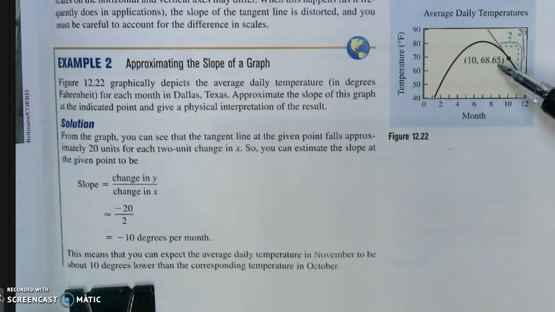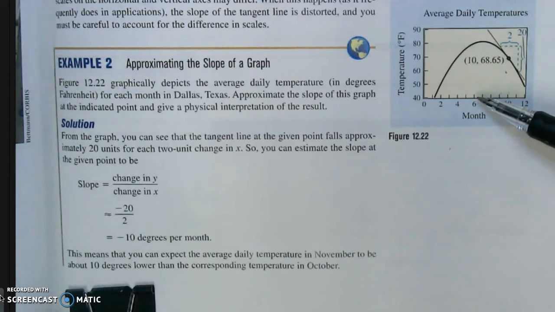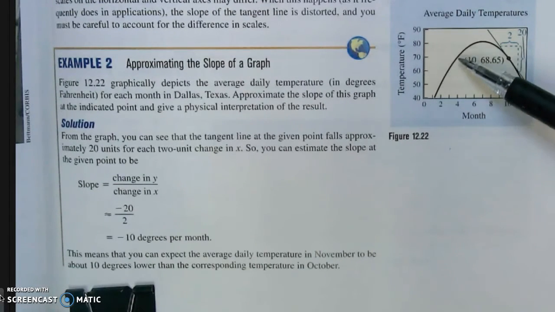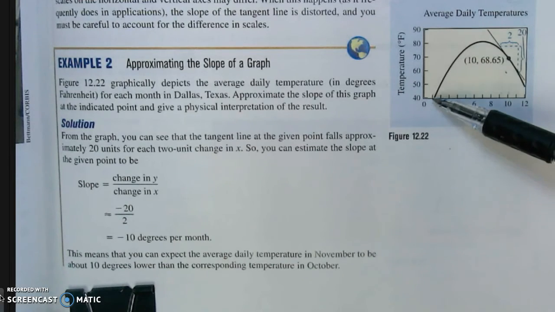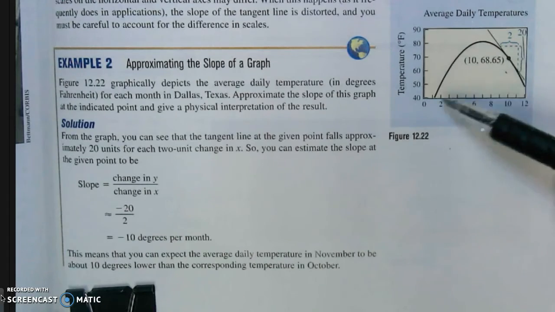So the average temperature would be 68.65 degrees Fahrenheit in October in Texas. But they're giving us this tangent line and these dotted lines here, which describe the change in the temperature. What we see here is that from January to June, the temperatures are increasing. The average temperature increases, which makes sense because it's getting warmer. And then from about June to December, the temperatures are decreasing because we're going towards winter. And we see the drastic changes happening over here and over here.